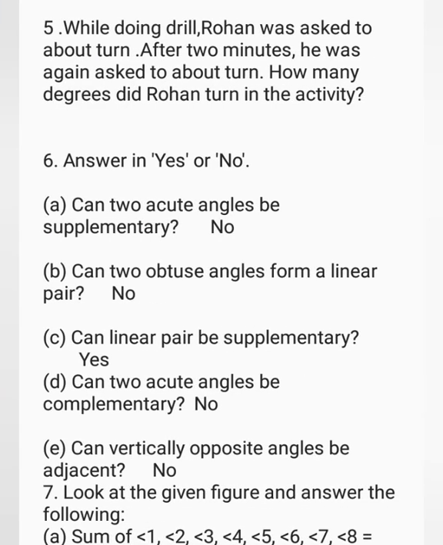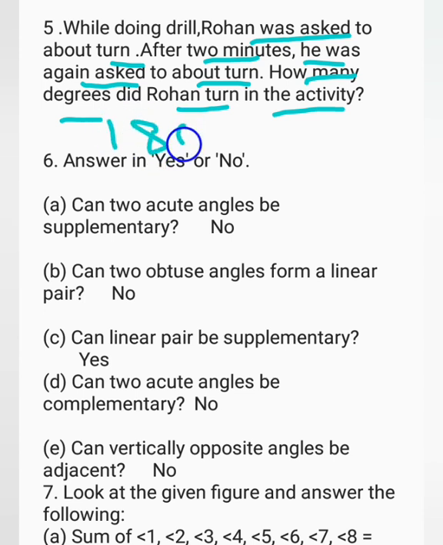Now the next question. While doing drill, Rohan was asked to about turn. After 2 minutes, he was again asked to about turn. How many degrees did Rohan turn in the activity? One about turn means 180 degree, and another about turn also means 180 degree. So 180 plus 180 is 360 degree.